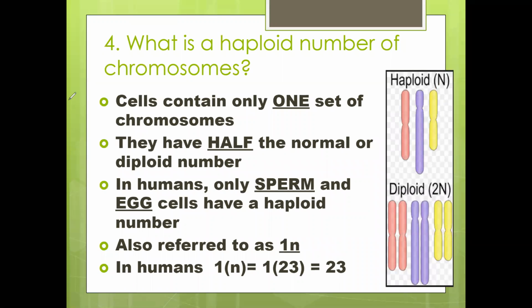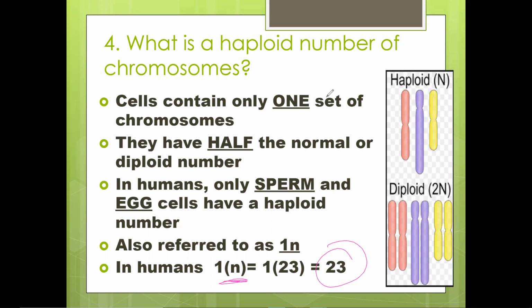Sperm and egg cells, though, are called haploid because they have half of the normal diploid number. So they're said to be 1N, which you see down here. They only have one of each chromosome, for a total of 23.